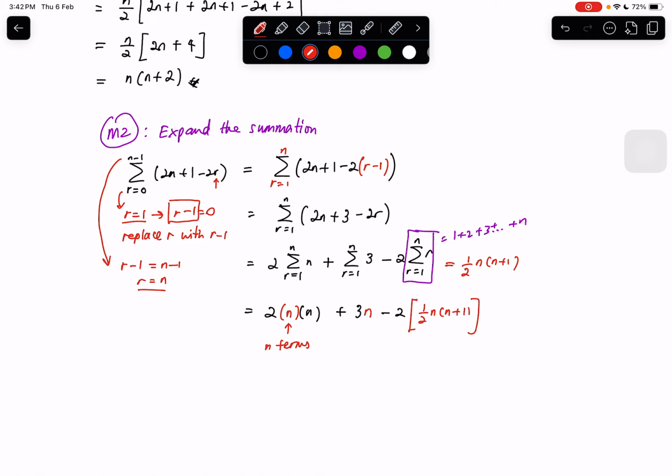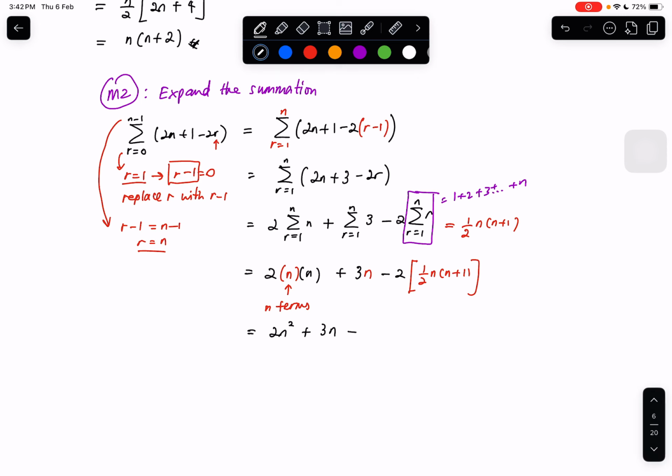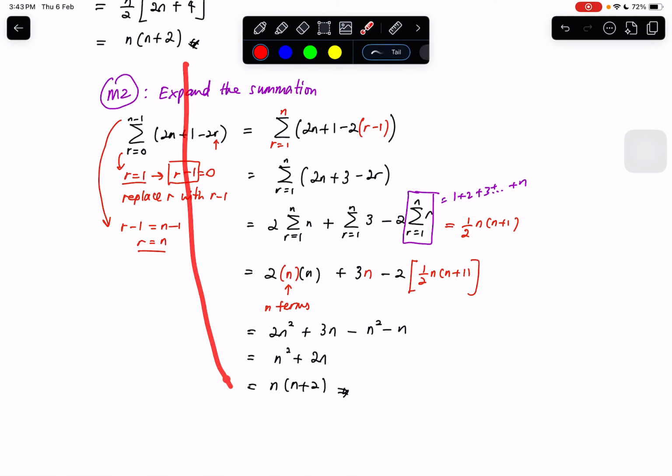Okay, so with this, let's simplify. We have 2n squared plus 3n, then minus n squared minus n. So this one will be n squared plus 2n, factorize out the n, so n plus 2. Okay, so it will be similar to what we have before.